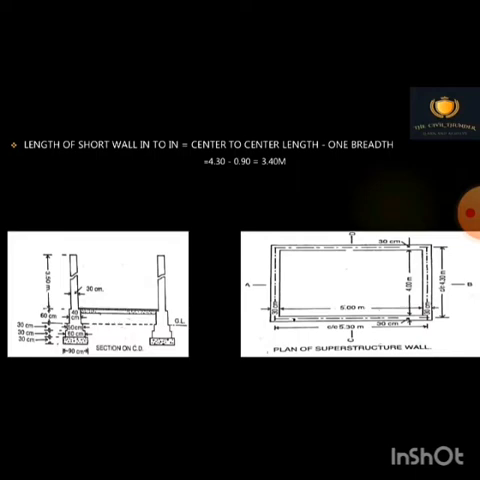As I have already told you, the in to in length of short wall is equal to center to center length of short wall minus one breadth. We have calculated the center to center length of short wall, which is equal to 4.3 meters. And now the one breadth, which is equal to the width of the foundation, concrete foundation or excavation, both are same, therefore it is 0.9 meters, and we got the in to in length of the short wall as 3.4 meters.